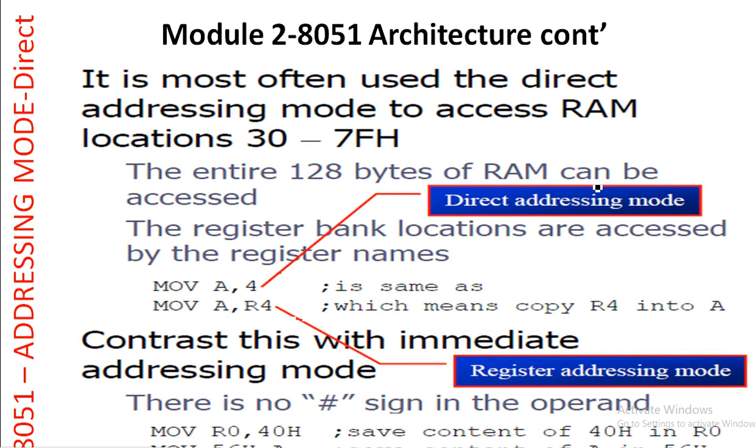Now the third addressing mode, direct addressing mode. It is most often used to access RAM locations 30H to 7F.